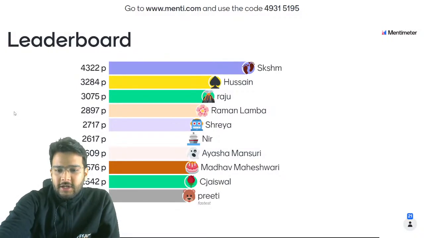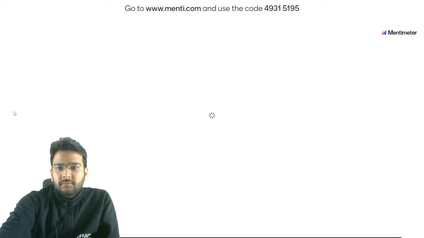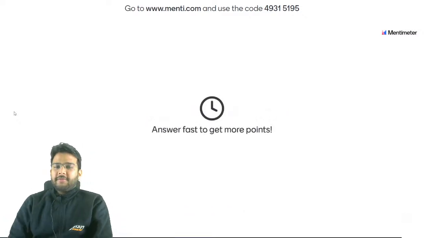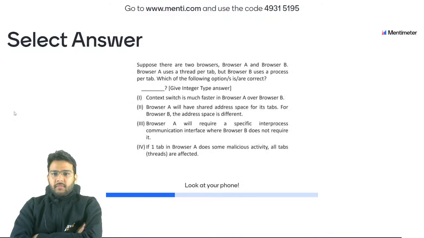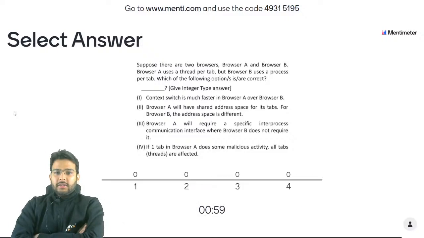Let's see the last question of today's class, guys. Question number 10. Okay, so here we have the last question. And in this question, you have to find out the number of correct statements. There are four statements given. You need to find out the number of correct statements. So this question can be answered within 1 minute.